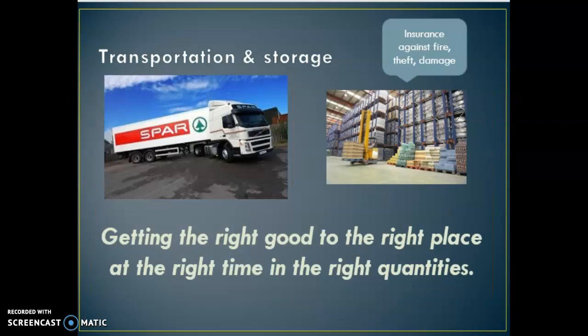The next two marketing activities that we are going to look at are transportation and storage. Transportation ensures that products are moved from the producer to the consumer, and that this is done on time and as quickly as possible. Storage is often needed as goods must often be stored in warehouses until wholesalers, retailers, or final consumers actually need the goods. When goods are stored, they must also be insured against fire, theft, or damage. Transportation and storage make it possible for marketers to get the right goods to the right place at the right time and in the right quantities.